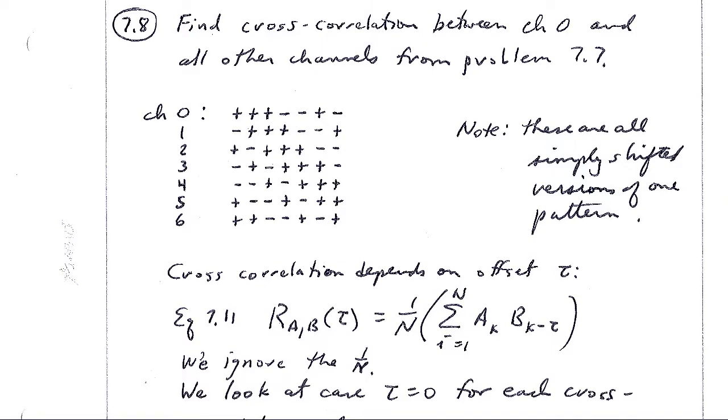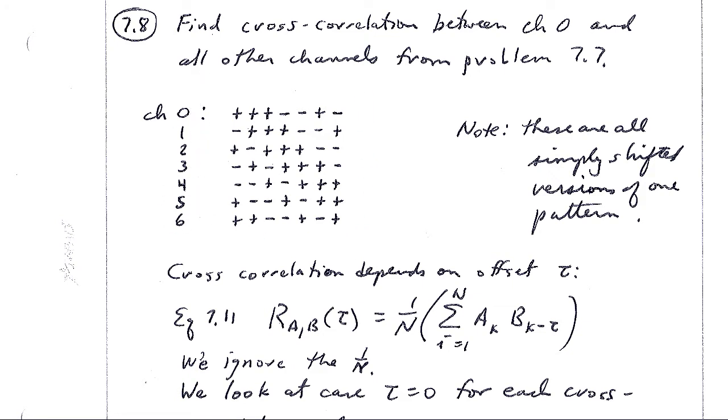Okay, here's problem 8, which sort of piggybacks on problem 7 from Stallings Wireless 7.8. It says to find the cross correlation between channel 0 and all the other channels from problem 7.7. So here I've taken the channel codes and drawn them out as pluses and minuses for channels 0 through 6.